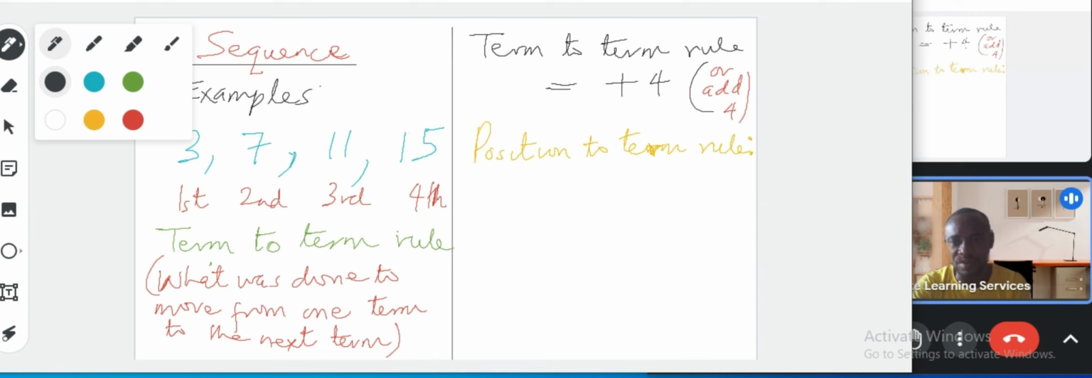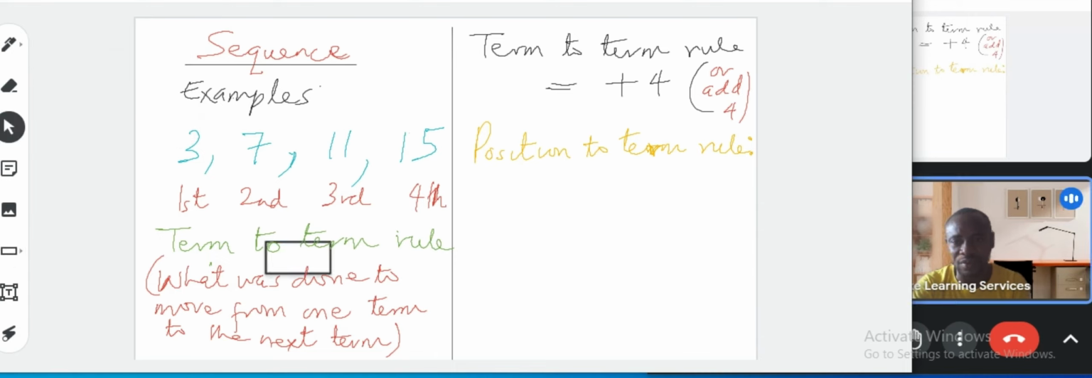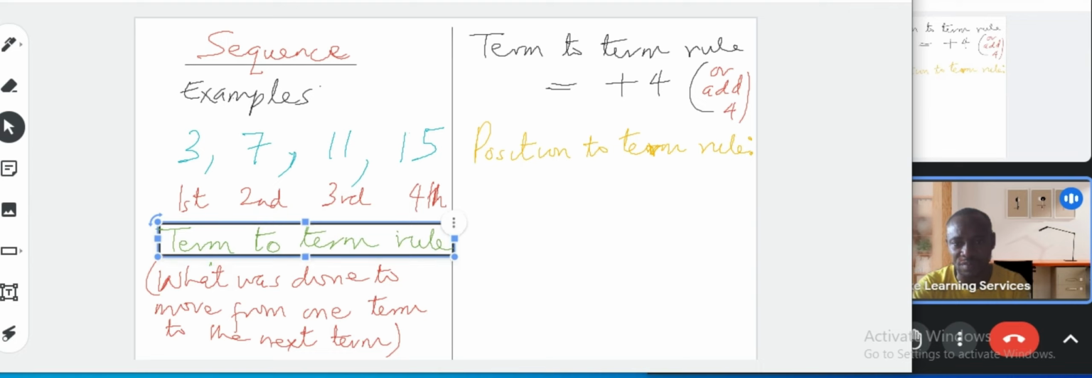Let me put this in a... all odd numbers. Let me tell you how to get that. Let me show you. No, this is covering this. It's not okay. I will show you how to get position to term rule now. Just hold on. I want to put this in a box.